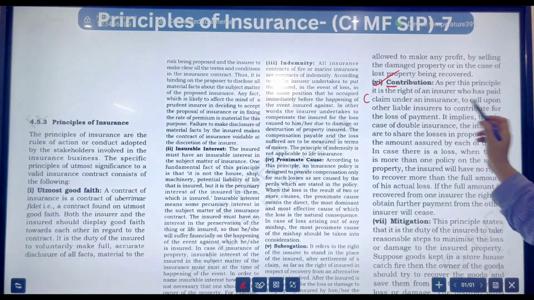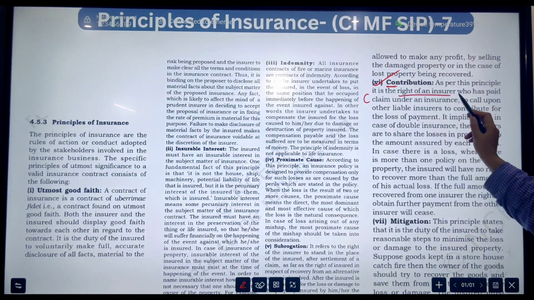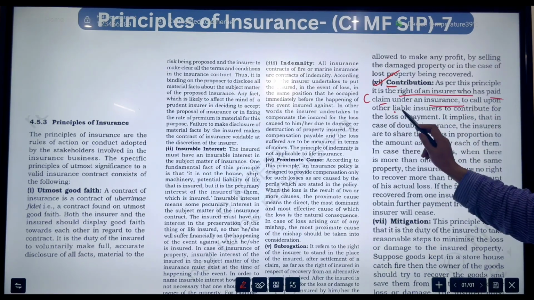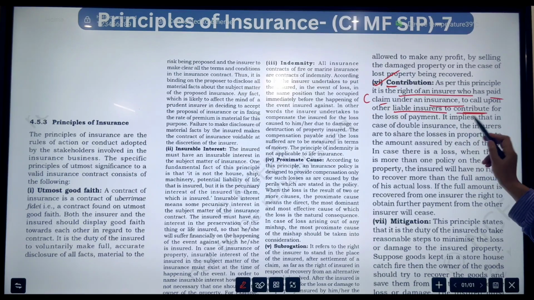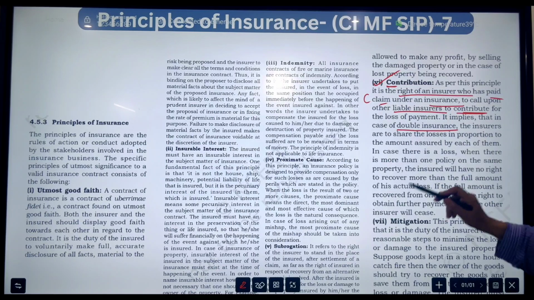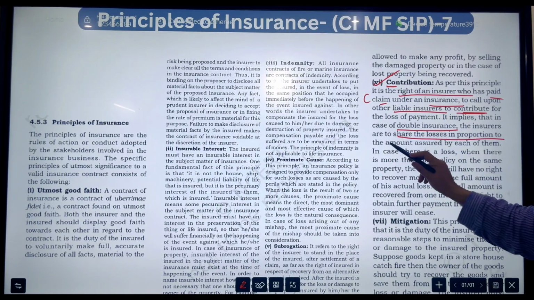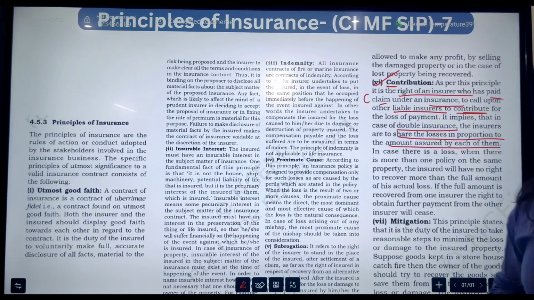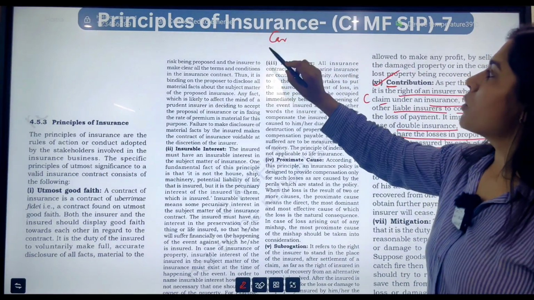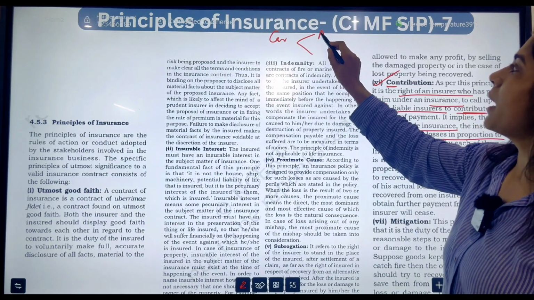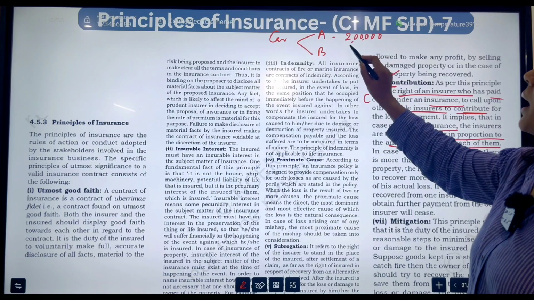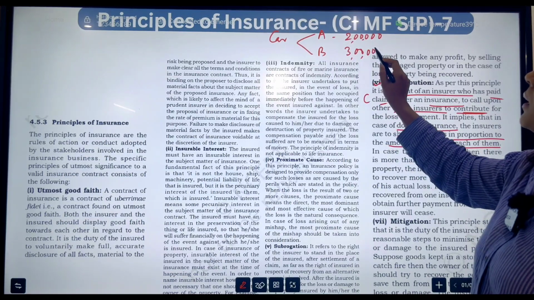And let us understand with an example. First of all, NCERT is saying: right of the insurer who has paid a claim under an insurance to call upon liable insurers to contribute. So this is basically the principle of contribution. In case double insurance has been taken, the losses are shared in proportion to the amount assured by each of the insurers. So suppose for the same car, the insurance has been taken from two companies A and B, say for rupees 2 lakh from one company and 3 lakh rupees from the other company.